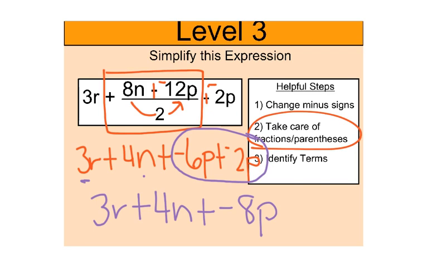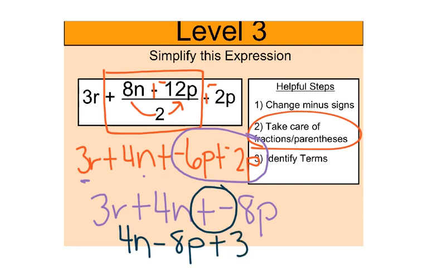Now I need to write my best possible answer. Okay, best possible answer means alphabetical. So R, N, or P. Which one comes first? I'm pretty sure it's N. Q, R, N, S. Yep, 4N. I don't want the double signs, so I'm going to write minus 8p. And then this is a positive 3r, so I'm going to write plus 3r. And that is my best possible answer.